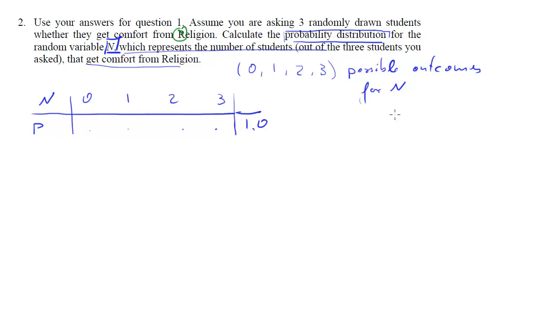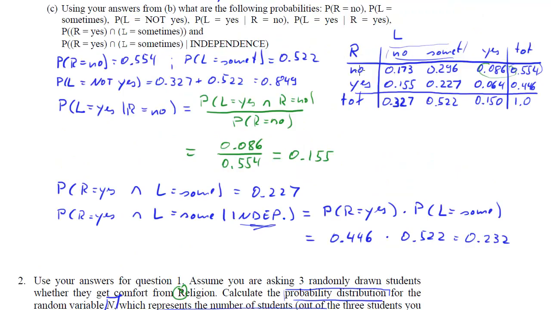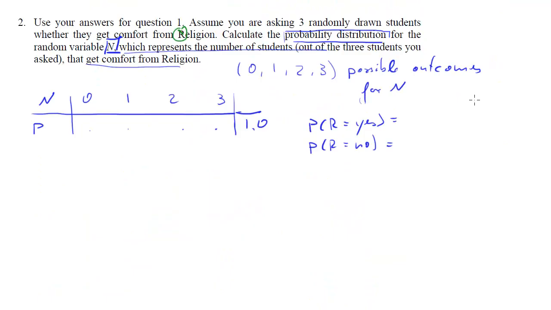Before we continue, we need to figure out what the relevant probabilities are. We certainly need to know the probability that R is equal to yes, and the probability that R is equal to no. Everything is going to be based around these two, and we'll just check up here what we had. R no was 0.554, and this one here was 0.446. So everything's going to be built around these probabilities. Let me now draw the tree.